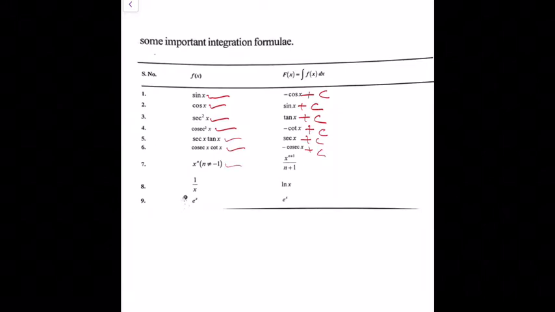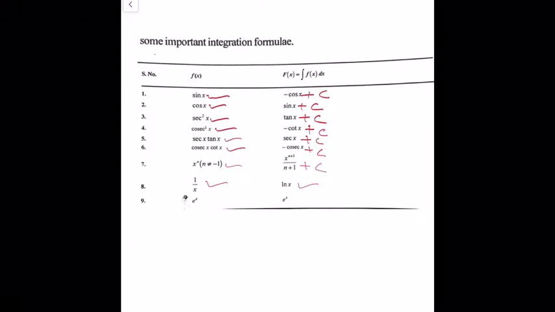x to the power n, here n is not equal to minus 1. After integration, x to the power n plus 1 upon n plus 1 plus c. 1 upon x means log x plus c. e to the power x, e to the power x plus c.